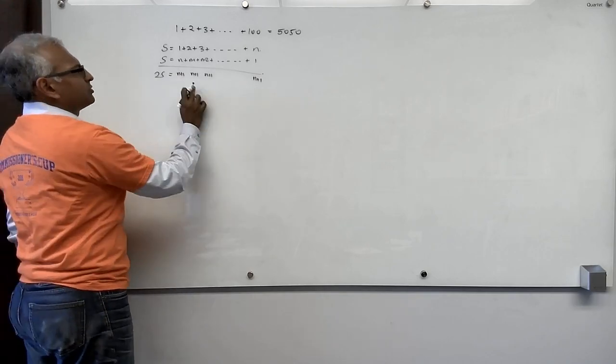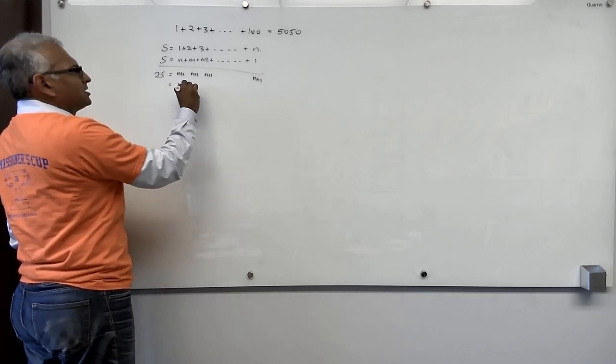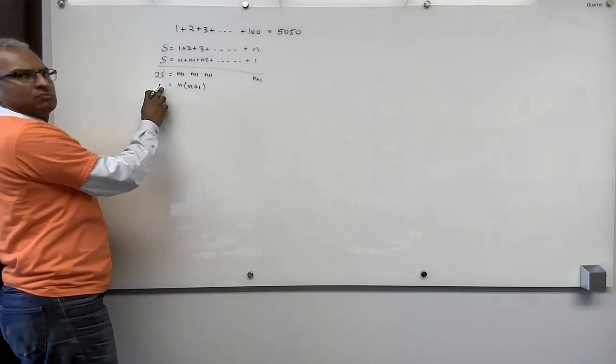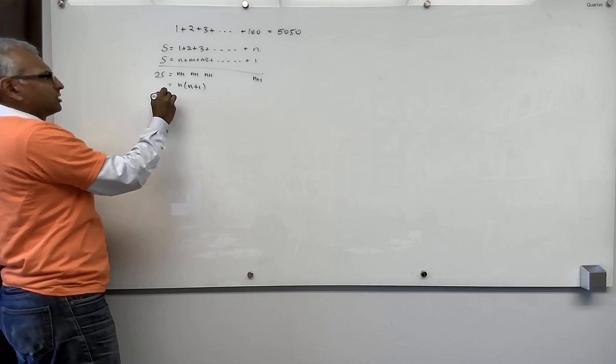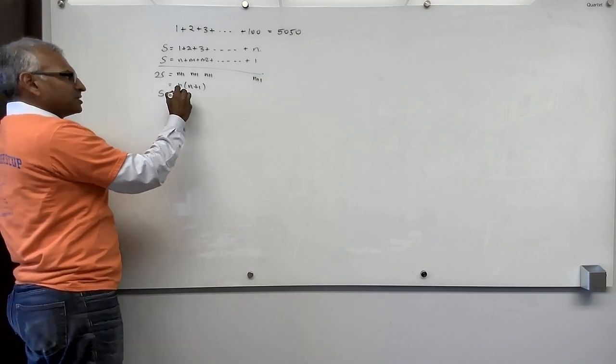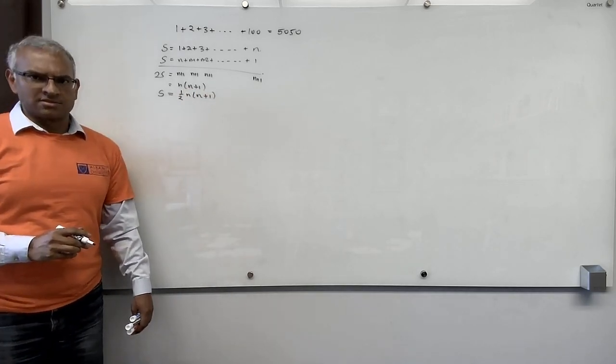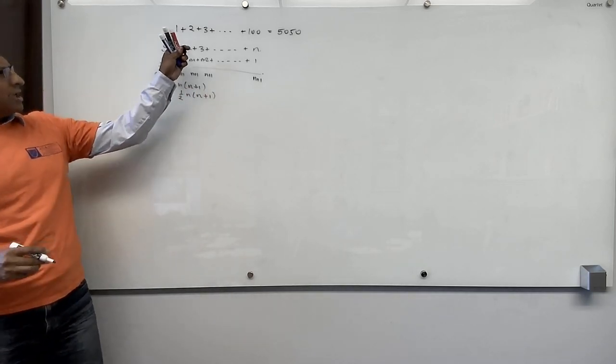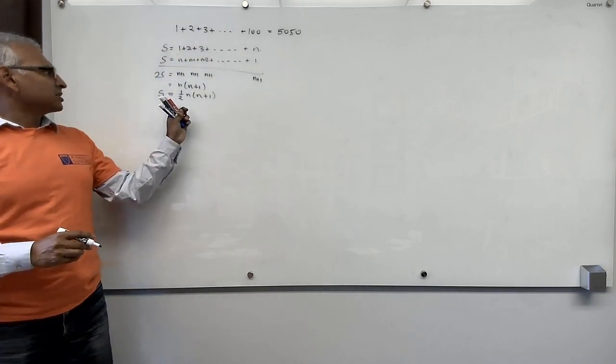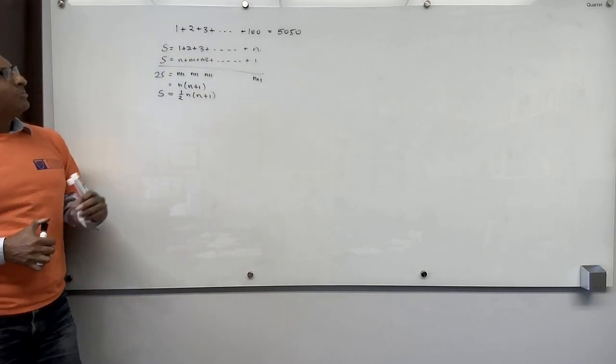How many n plus 1s do I have? I have n of them. So this is n times n plus 1. And there, with some even simpler algebra, Gauss concludes that the sum s is equal to 1 half n times n plus 1. Genius! Okay, not only can he compute now the sum up to 100, he can compute for any n. Okay, but do we believe this argument?